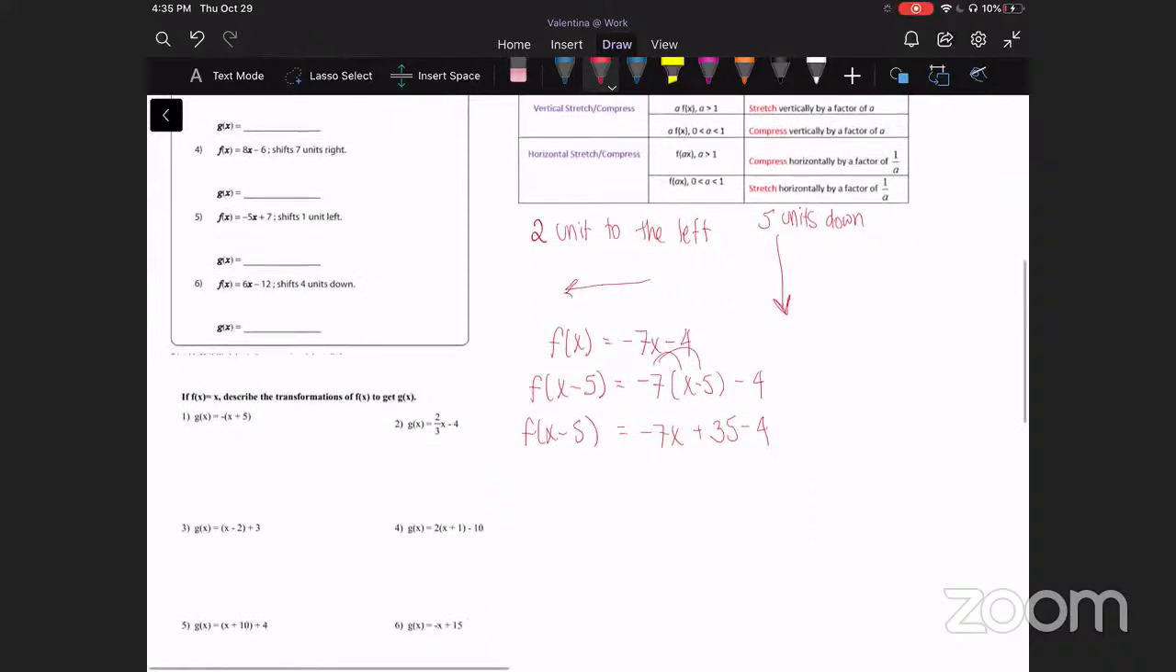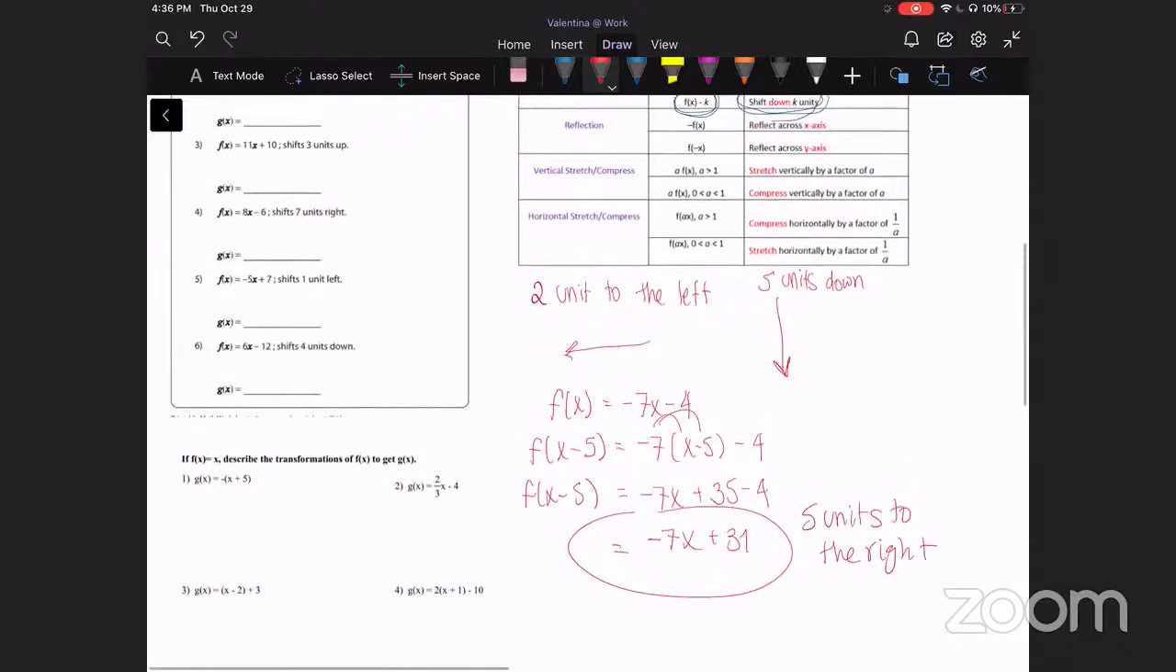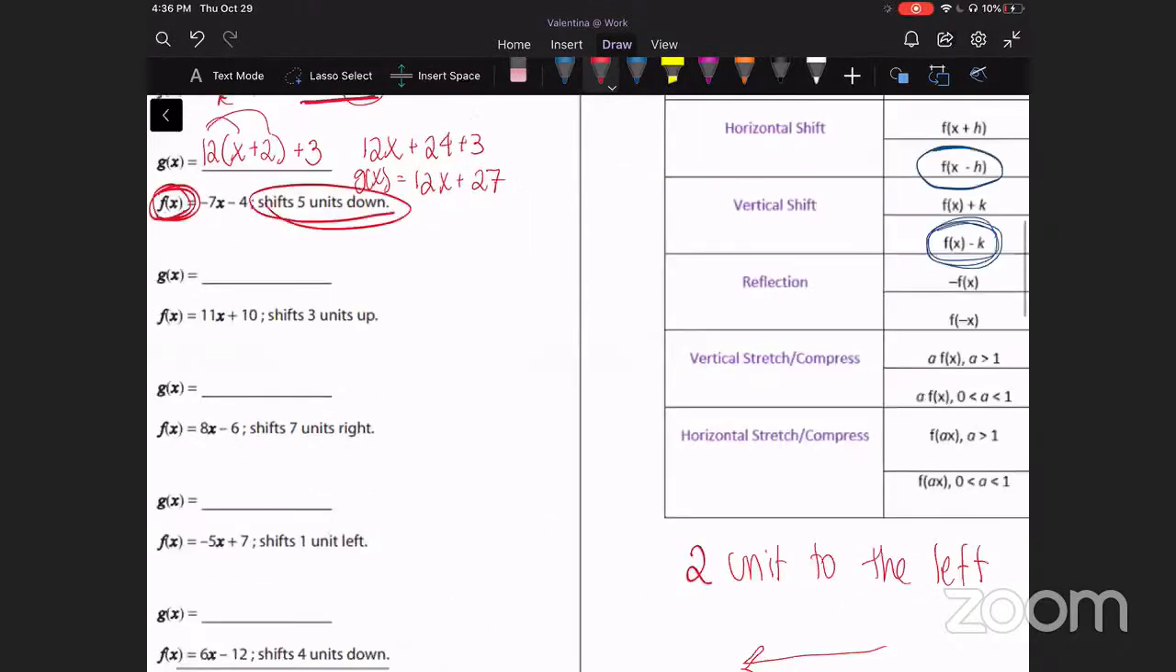Yeah, now I see it. Right? So in this case, we're going to get negative 7x plus 31. That's going to be 5 units to the right. But what we want to do is move 5 units down.